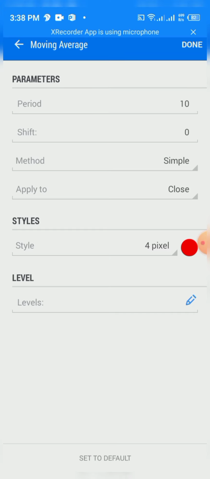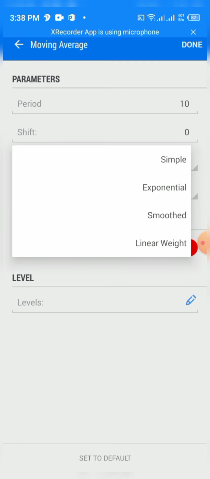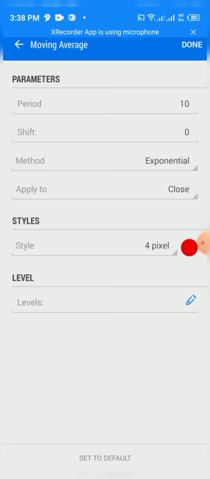Okay, so for the moving average, we have the period to be 10, shift is 0, method is simple, apply to close, so the method should be changed to exponential. Apply to close, style is 4 pixels of red. So we are done with this.